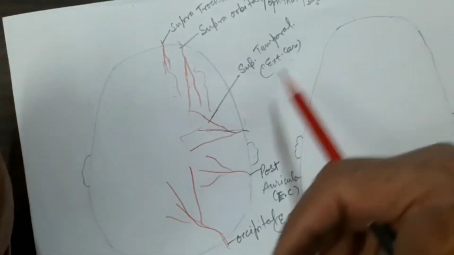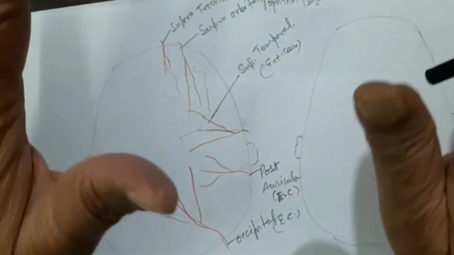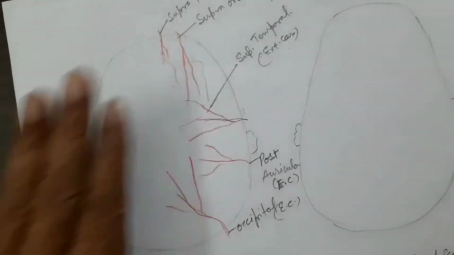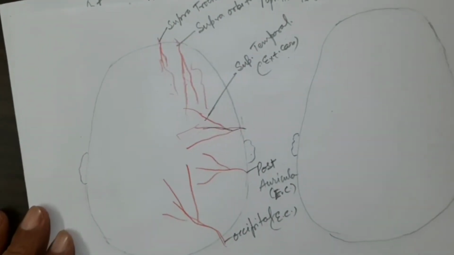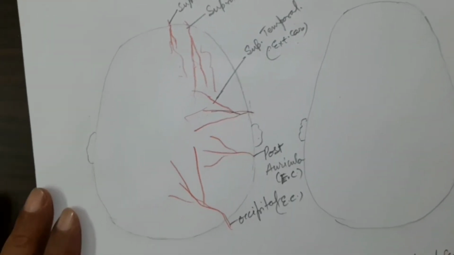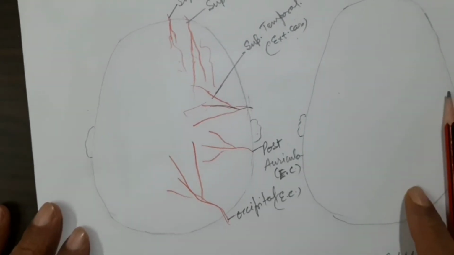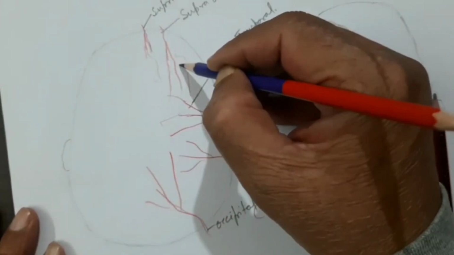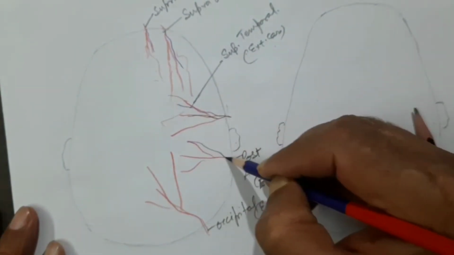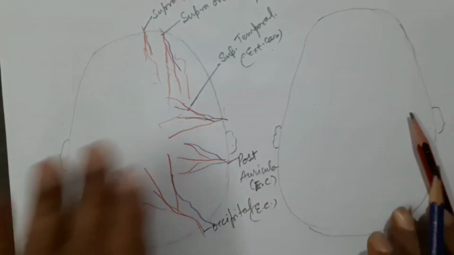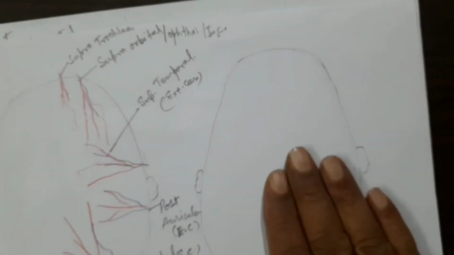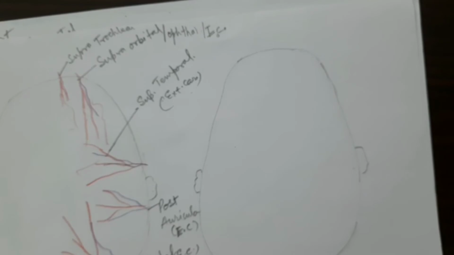As I said, there is a free communication in the scalp. The scalp is very rich in blood supply. You must have noticed that if there is an injury to the soft tissue covering the skull, it bleeds profusely. Then we come to the veins. Veins have the same names as the arteries, and they run in the opposite direction. Let us come to this diagram.